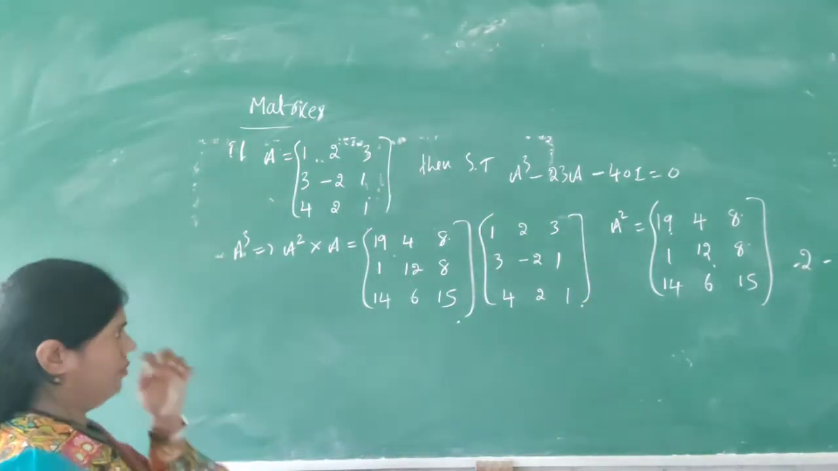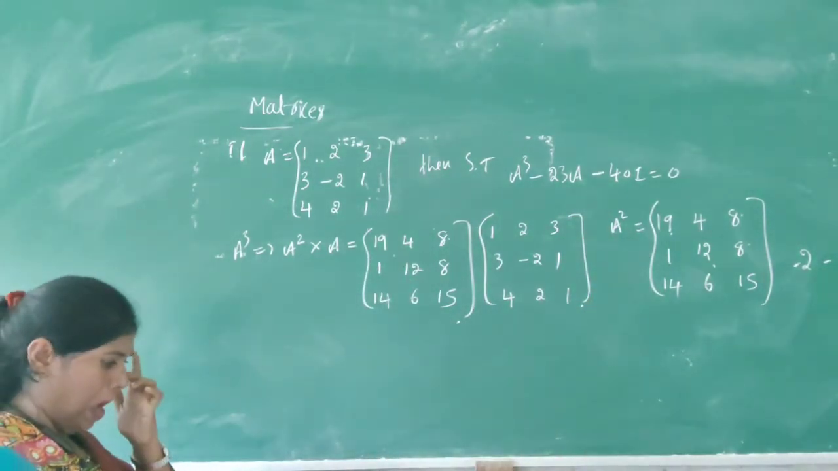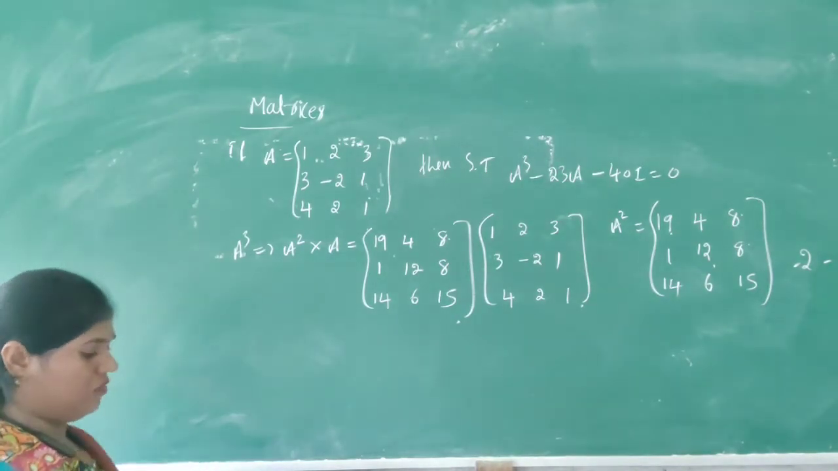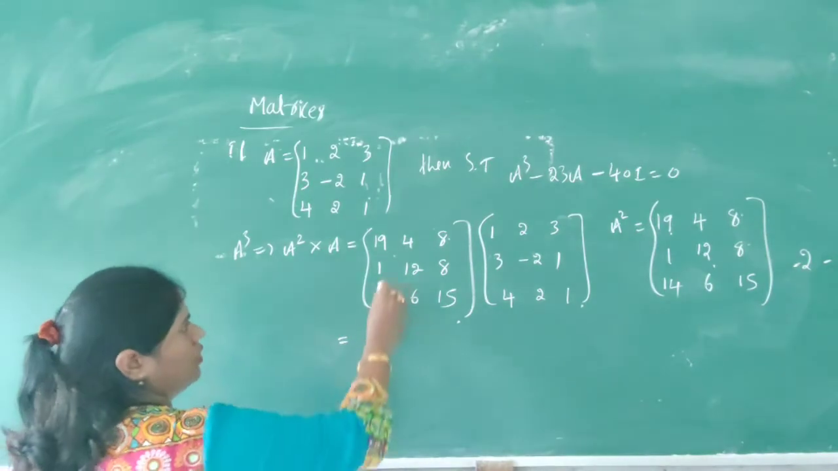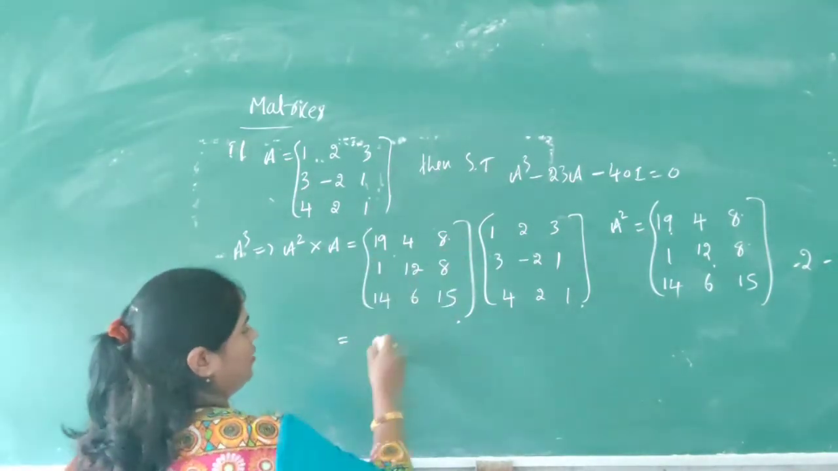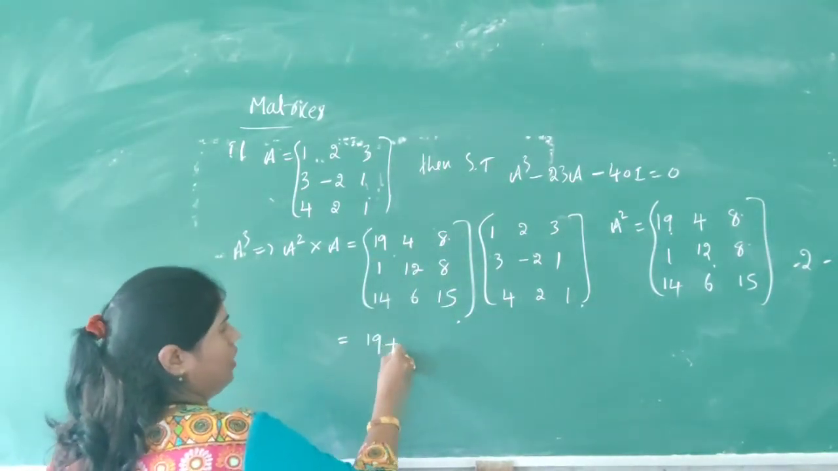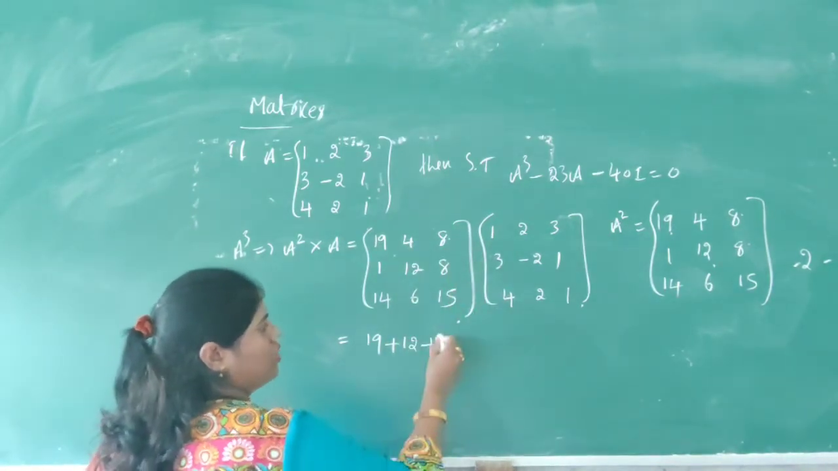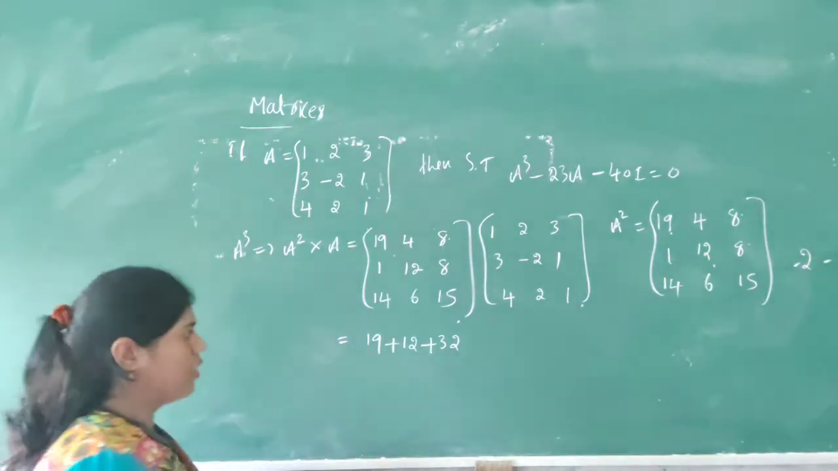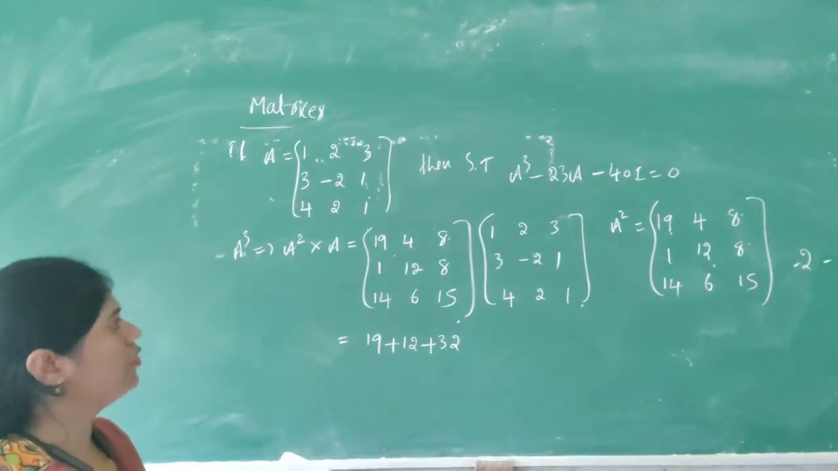And this one is A: 8 minus 2 1, 4 2 1. Okay? So first row, first column: 19 into 1 is 19, plus 4 threes are 12, plus 8 fours are 32. Correct now? 19, 12, 32.